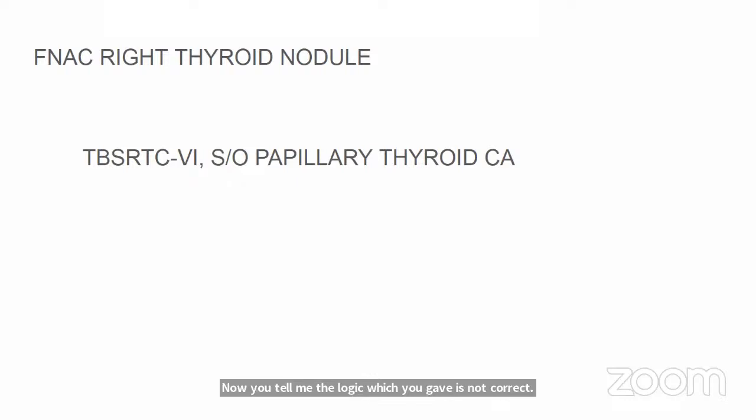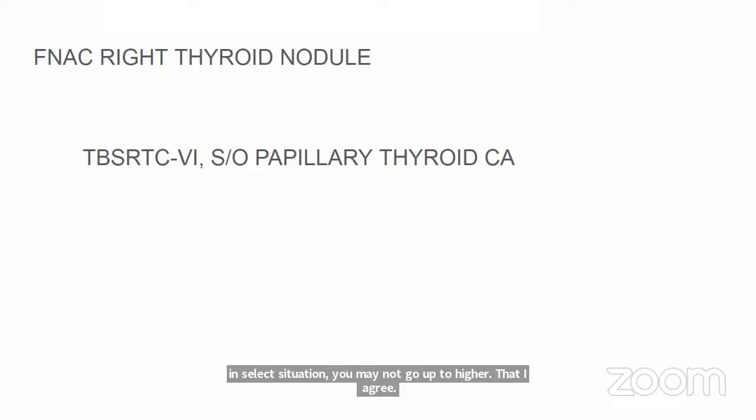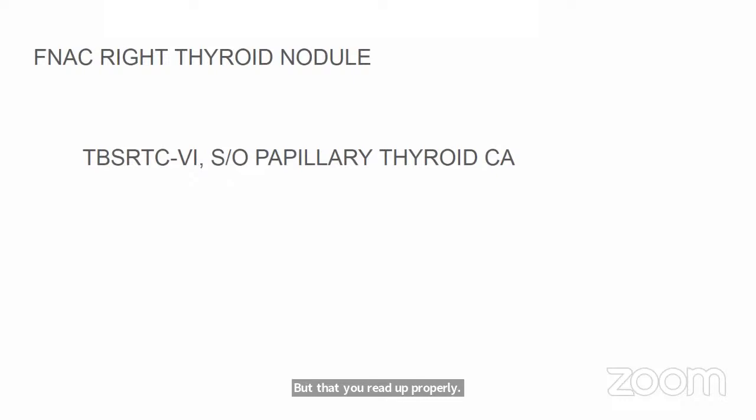And along with the lymph nodes, what do you dissect out? What is the main dissection? It's basically fibrofatty tissue, all the fibrofatty tissue. You literally skeletonize the whole recurrent nerve and parathyroid, and except these two, everything else, all the fibrofatty tissue containing the nodes, is cleared from innominate upward. Yes, but you are right that in select situations you may not go up to the hyoid. That I agree, but you read up properly, not one study. Okay. And if you have any question, you can ask.